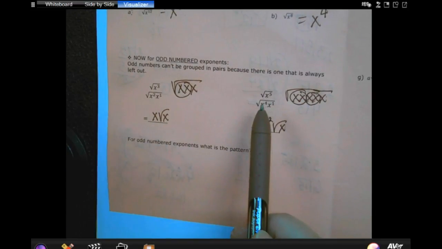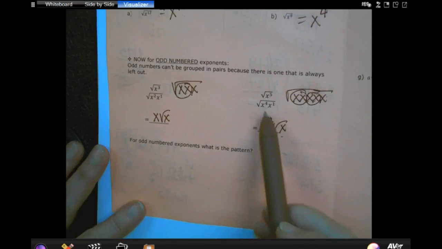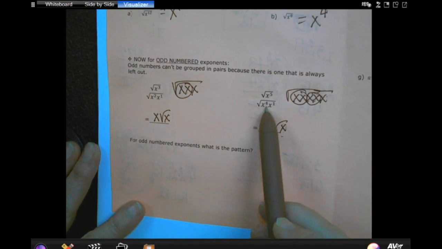So here's the pattern. You take your exponent, the odd exponent, and find the closest even, so for x to the 5th, the closest even is 4. 4 divided by 2 is 2, with 1 left over. So you find the closest even exponent, which is x to the 4th, divide by 2, and you have 1 left over.